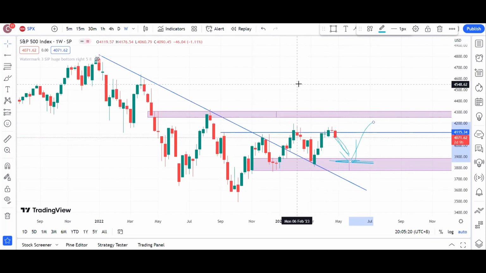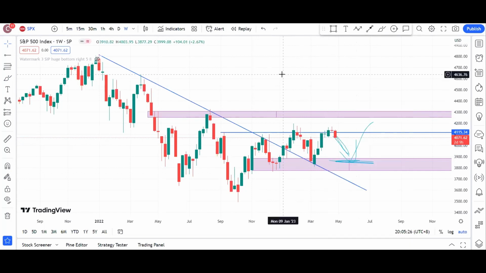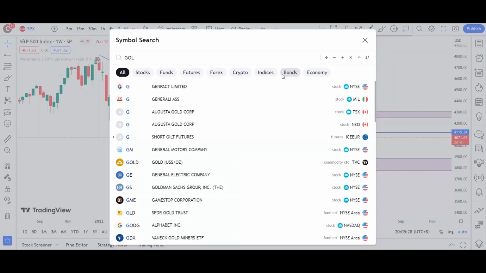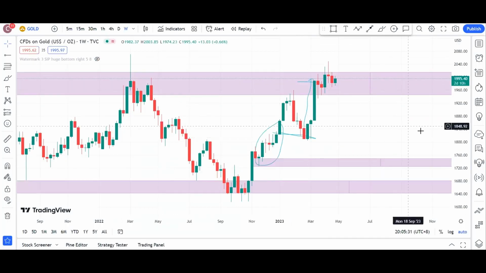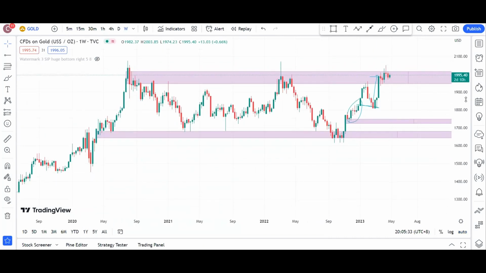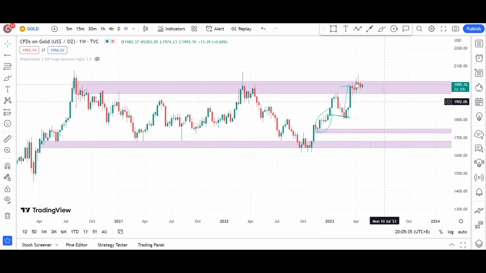Whether to the upside or downside, I think for now it's more likely that it will start coming down first. Okay, next one will be gold. Gold recently tapped into the 2,000 level again.